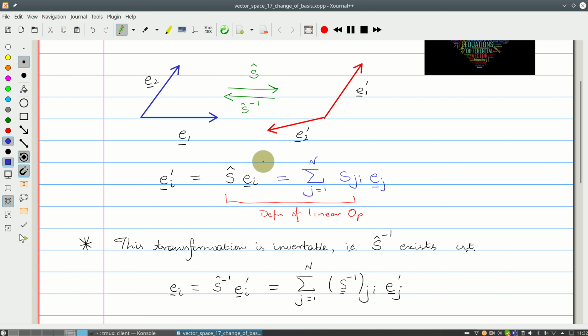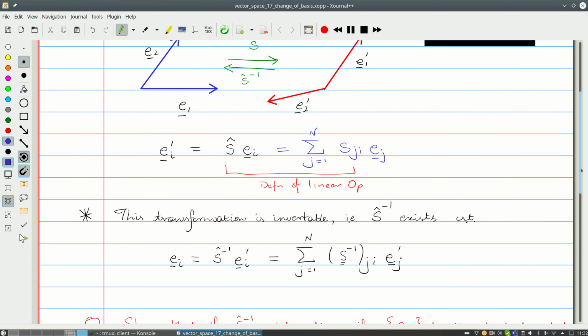We still have the same dimension of the space everywhere, and this result, this vector Ei prime, could be regarded as a vector in this space, in which case it could be expanded in the basis set of this space. So we write Ei prime, which is equal to S hat operating on Ei, and that is a linear combination of the original basis set where these are the coefficients. In other words, we know how to write Ei prime in terms of the original basis set. Now this stems from the definition of a linear operator.